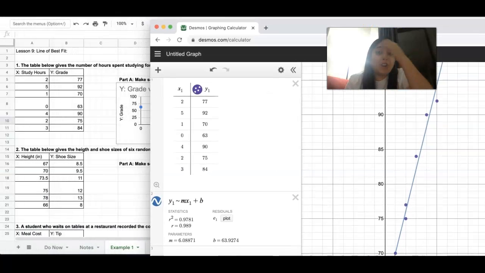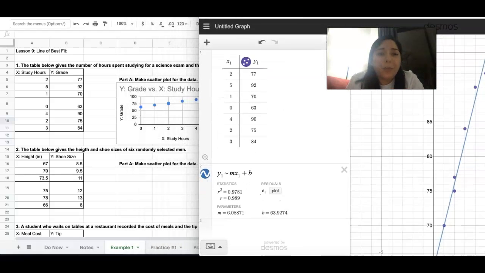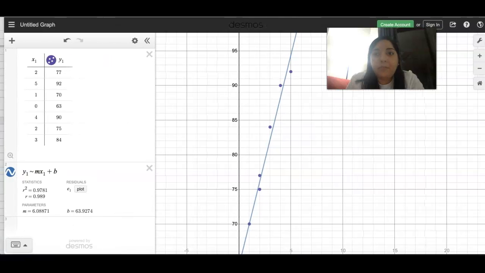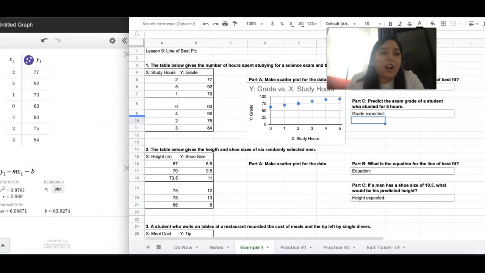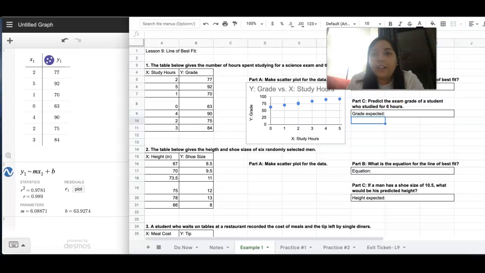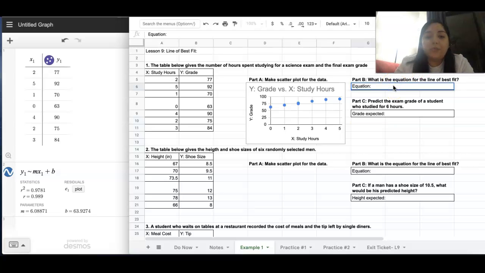So here, your equation for part B, let's write our line of best fit. My equation would be y equals, and I want to estimate to the nearest tenths place, so it would be y equals 6.1x plus 63.9. That is your equation. That is your line of best fit.